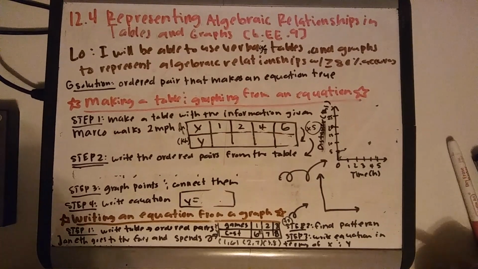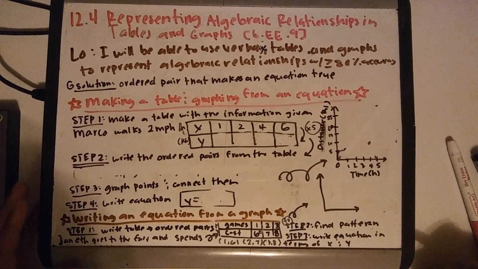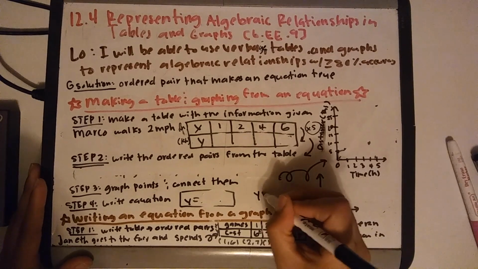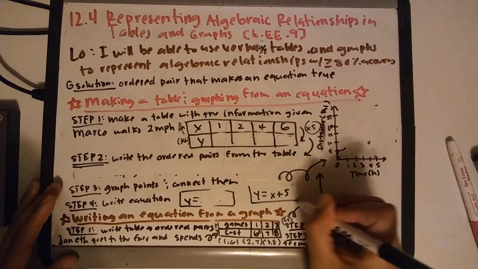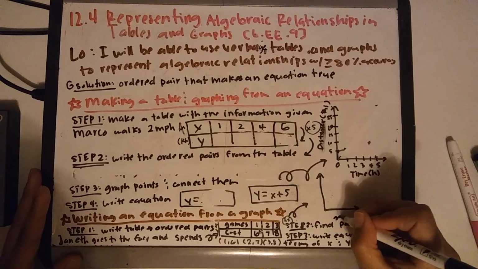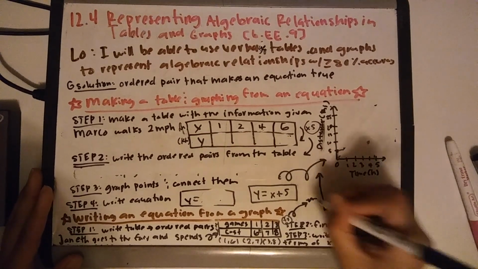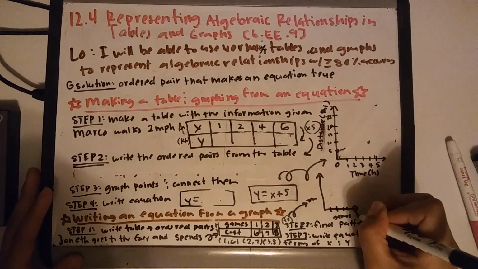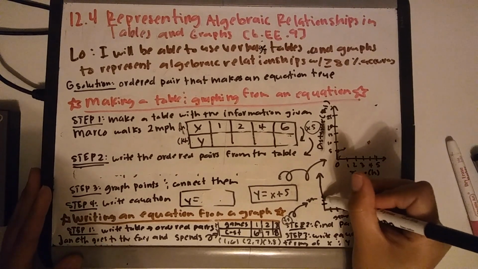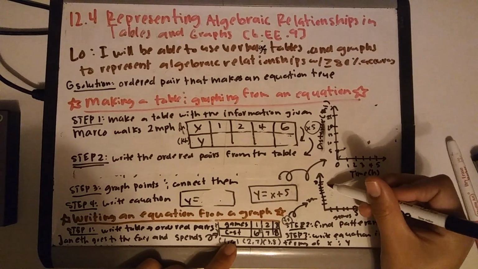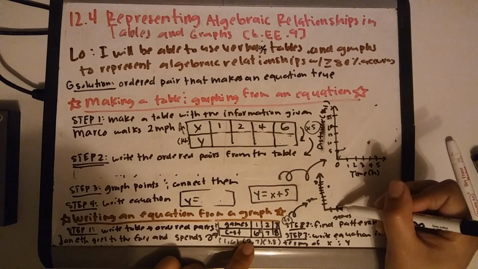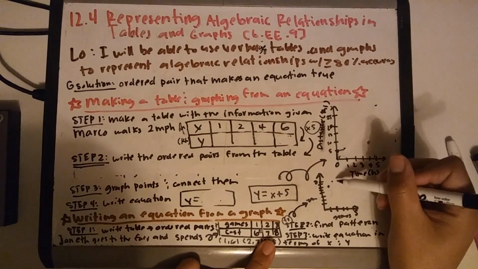Okay, and so now I'm going to write my equation. So I go y equals x plus 5. And that's my pattern there. And if I want to graph, this is going to be the number of games, and this is the cost. Then I ran 1, I went up 6. I ran 2, I go up 7, and then 3, and then 8.